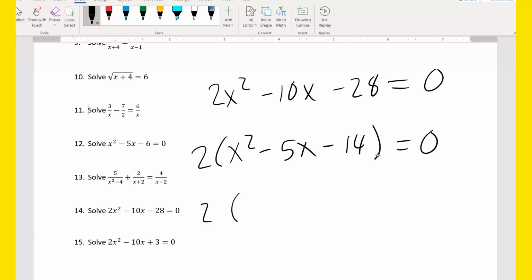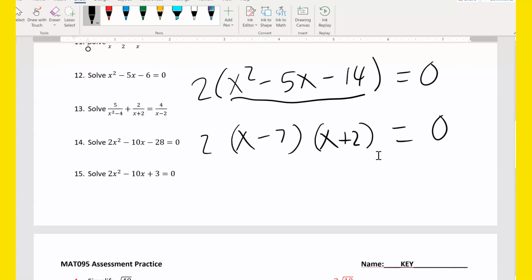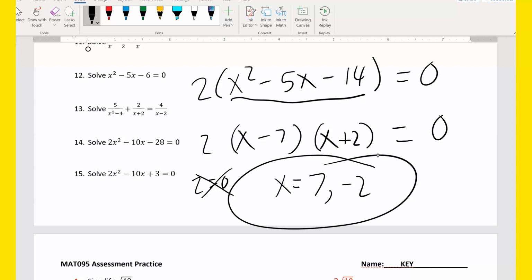And so the 2 comes down, and then I factor this as what? What will multiply to get negative 14 and add to get negative 5. That would be a negative 7 and a positive 2. So now I will just set each of these to 0. 2 equals 0. That doesn't give me a solution there. There's no x to solve for. Set x minus 7 equals 0. Set x plus 2 equals 0. And I get x equals positive 7 and negative 2.